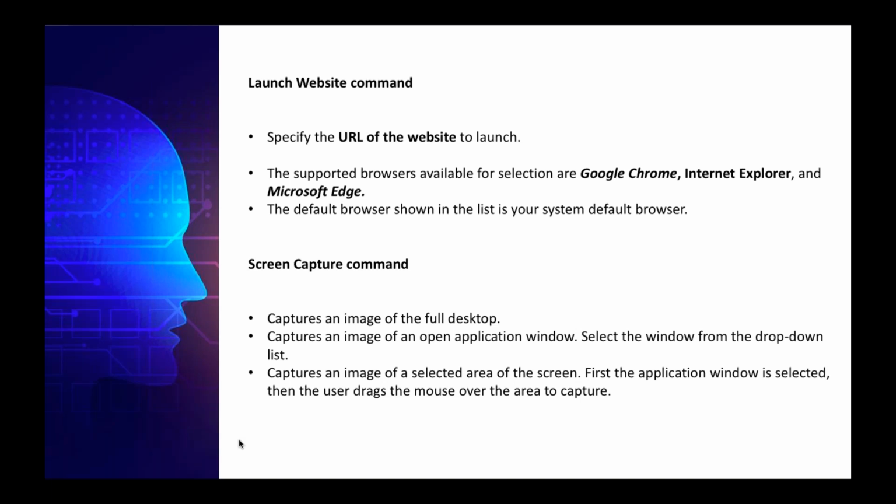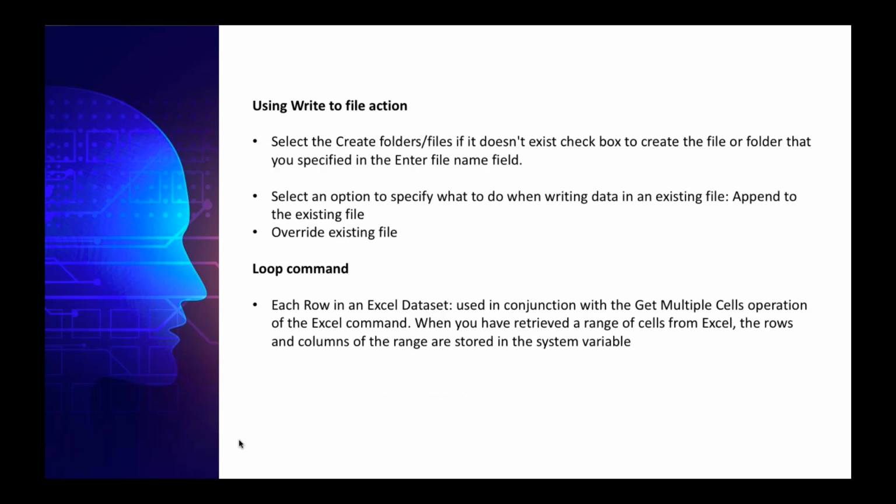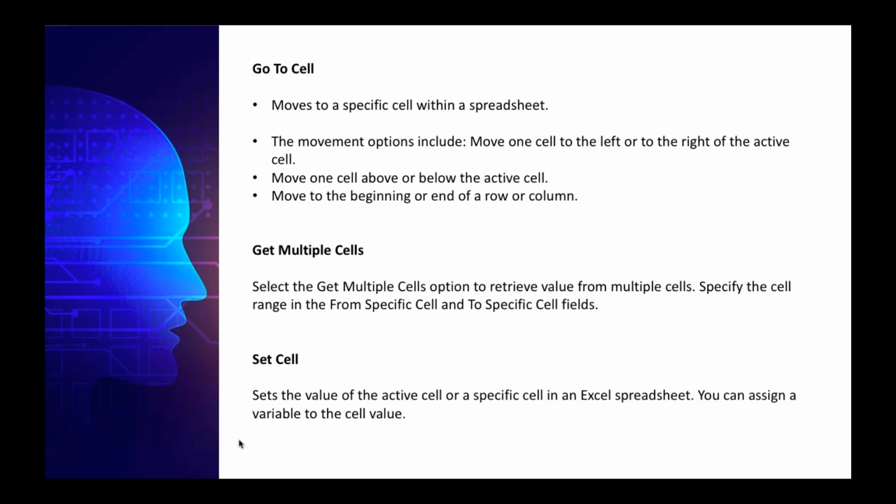Let's go for the next command, which is the write to file action. What it does is write all the captured data onto a CSV, Excel, or text file, whichever you wish. The next command is the loop command. It basically loops through each row in an Excel dataset. In the same loop command, we have go to cell, get multiple cell, and set cell.